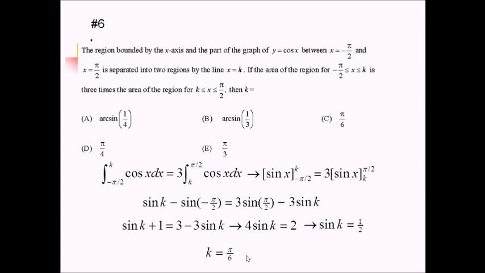And again, there's other places where that happens, but we're only interested in this interval from negative pi over 2 to pi over 2. And we have an answer choice that matches that. That would be choice C. So we're going to go with that.